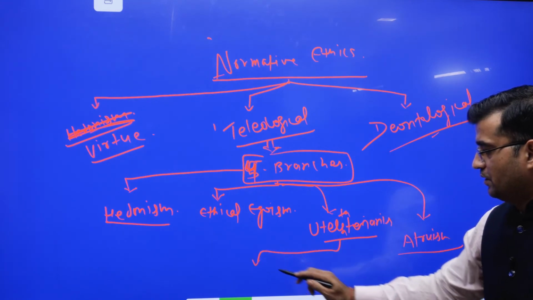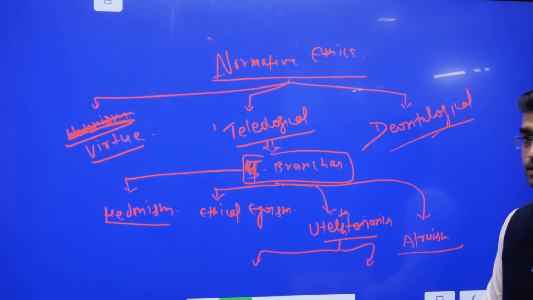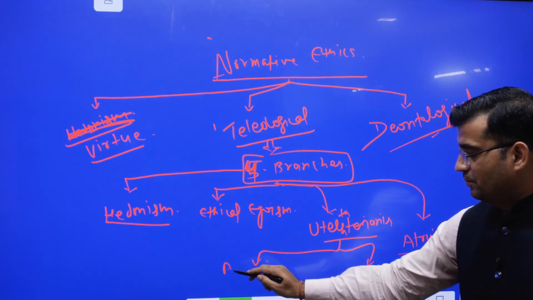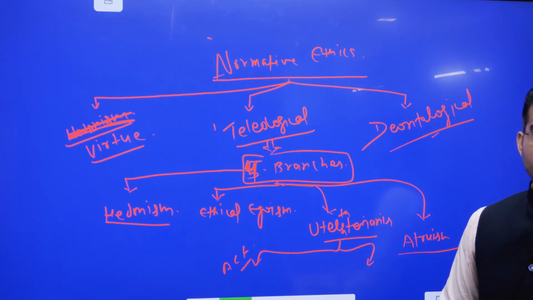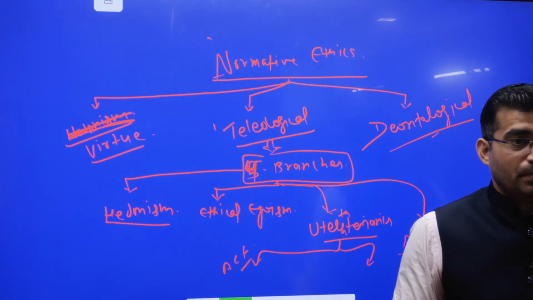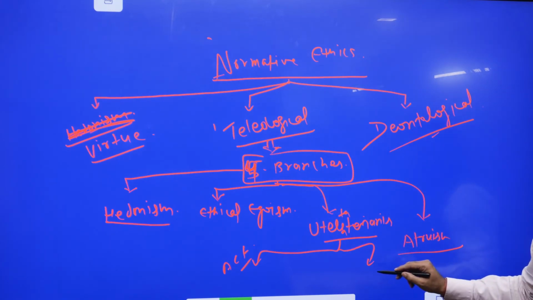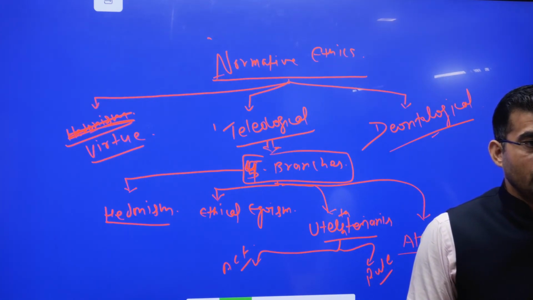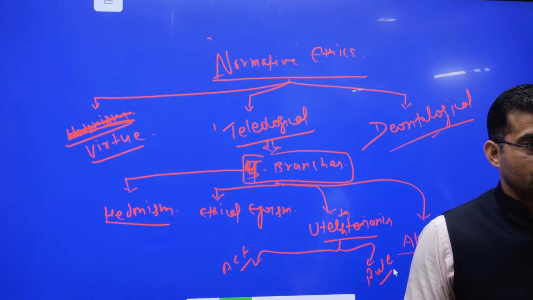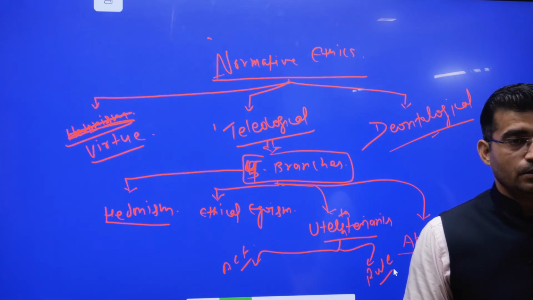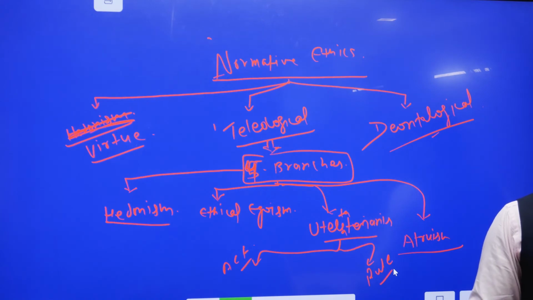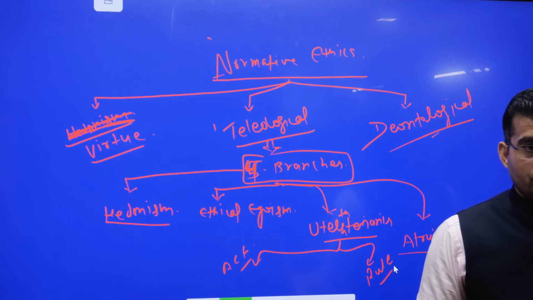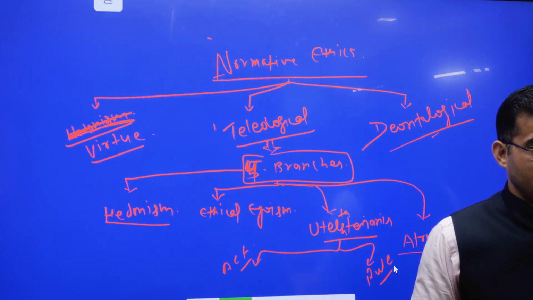Utilitarian has 2 different parts. First one, act utilitarian, was given by Jeremy Bentham. And the second one is called rule utilitarian. So, keeping this chart in mind, now we can proceed to our normative ethics.